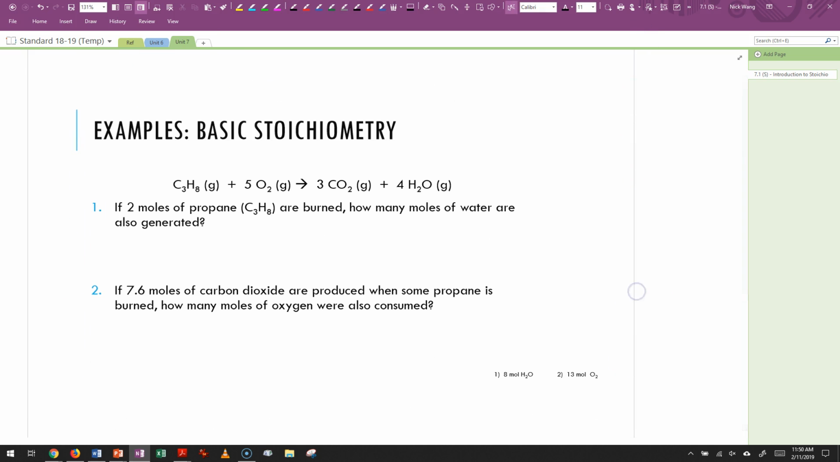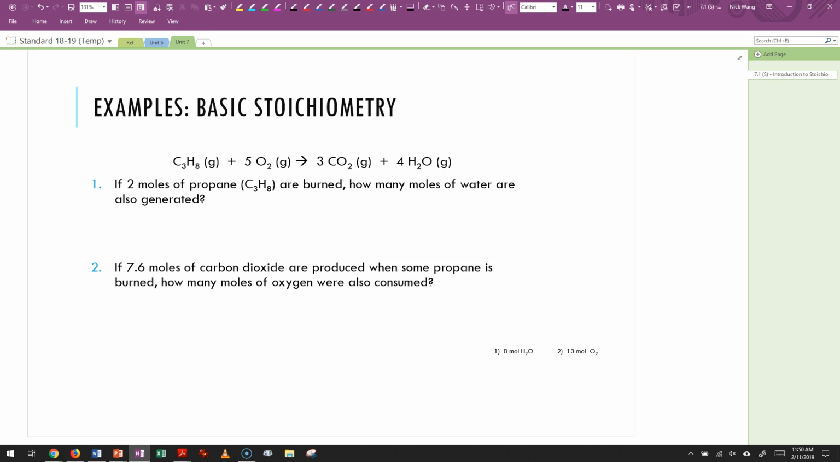All right, so let's go put this into practice. This is the same problem that we've seen before. Let's go ahead and see how we can figure this out. If 2 moles of propane are burned, how many moles of water are also generated? So we're given mole amounts of this substance, and then we're being asked for moles of this substance right here. All right. Now, if we're being given moles of one, asked for moles of another, well, what can we use to relate them? Well, we have mole ratios, right?